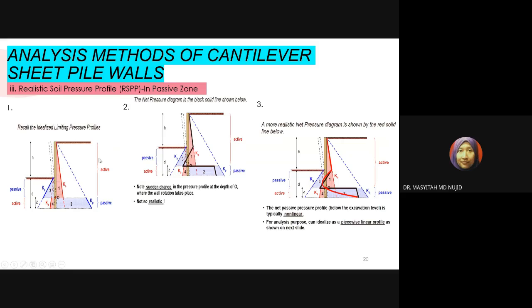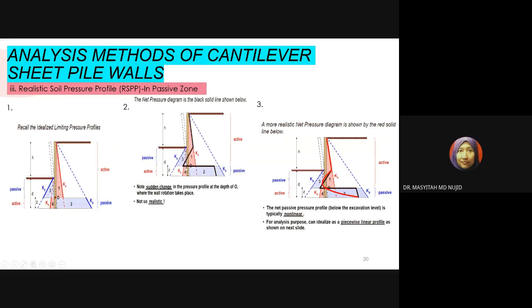So we have active at the top of O, and we have passive below O at the back of the wall, while in front of the wall we have the oppositely positioned pressures, with passive acting above O and active acting below O. This is the soil pressure in front of the wall. And in this method of analysis for realistic soil pressure profile, there is no sudden change in the pressure profile at the depth of O where the wall rotation takes place.